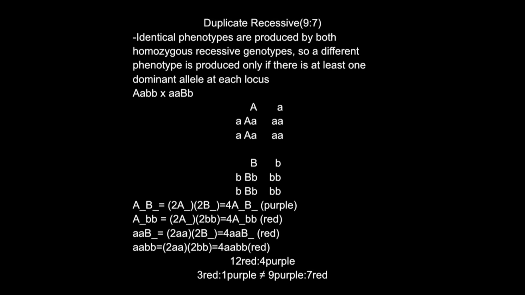As before, you have to have a dominant A allele and B allele to proceed to purple, and only 4 out of the test cross will produce that. The rest will be red since they don't have both of those dominant alleles, which will change the ratio to 12:4 and then reduce it down to 3 red to 1 purple. This is far different than the 9 purple to 7 red that we observed earlier.